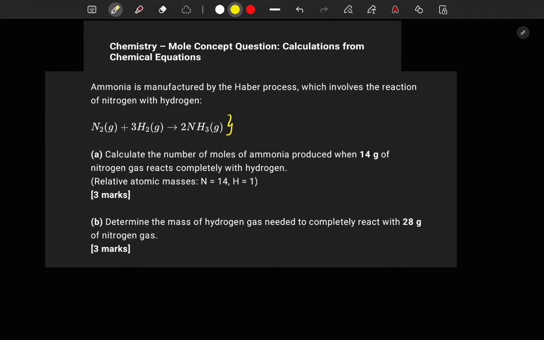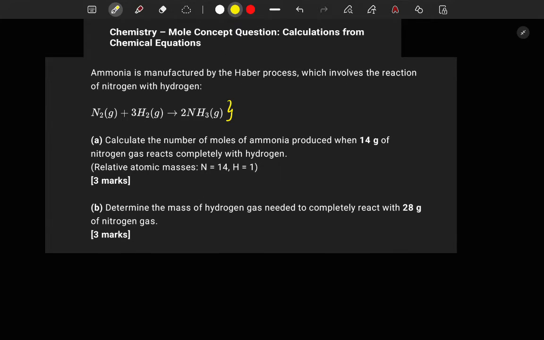B. Determine the mass of hydrogen gas needed to completely react with, say, 28 grams of ammonia gas. Shall we? All right, good. So to answer question 1, the moles of what? Ammonia, because this is ammonia here. So for us to know the moles of ammonia, we can use the molar ratio because 14 grams of nitrogen has been given.